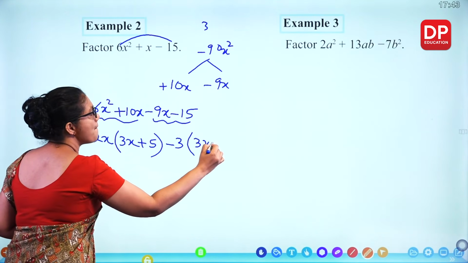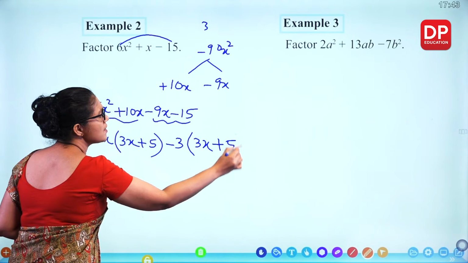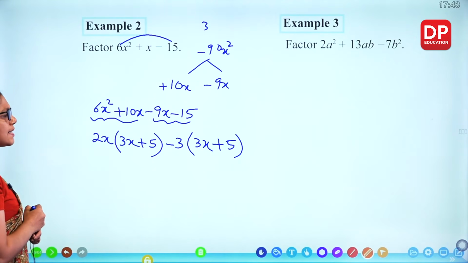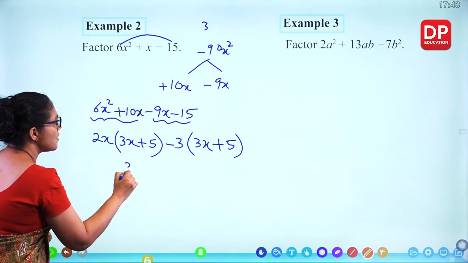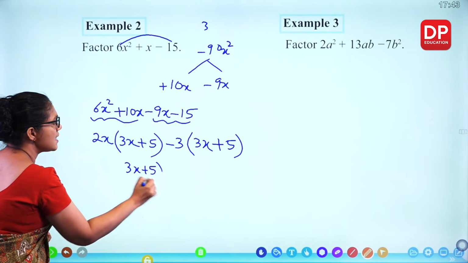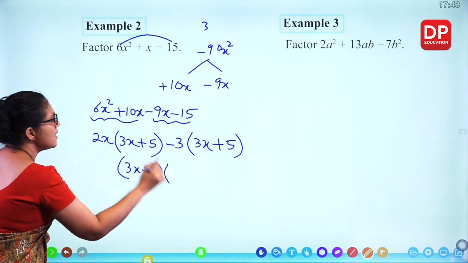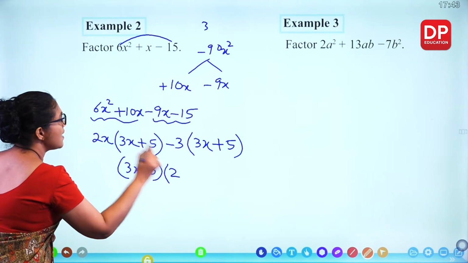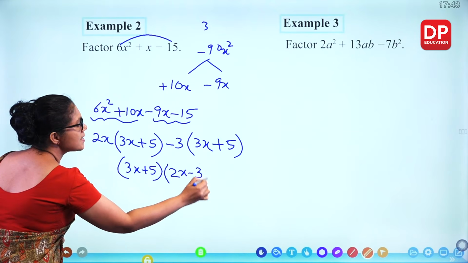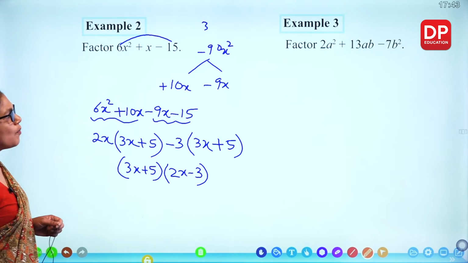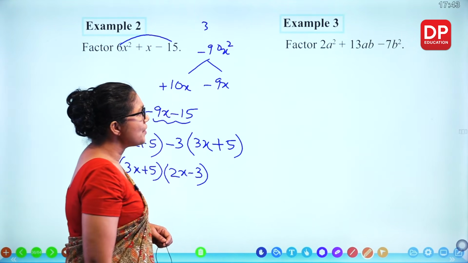3x plus 5, because I have already taken the minus sign. 3x plus 5 is common again. You can write it and then take the other factor as 2x minus 3. Now we'll look at example number 3.